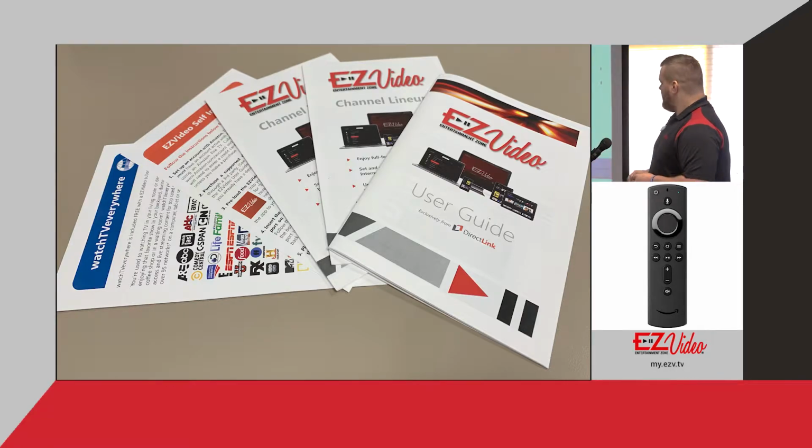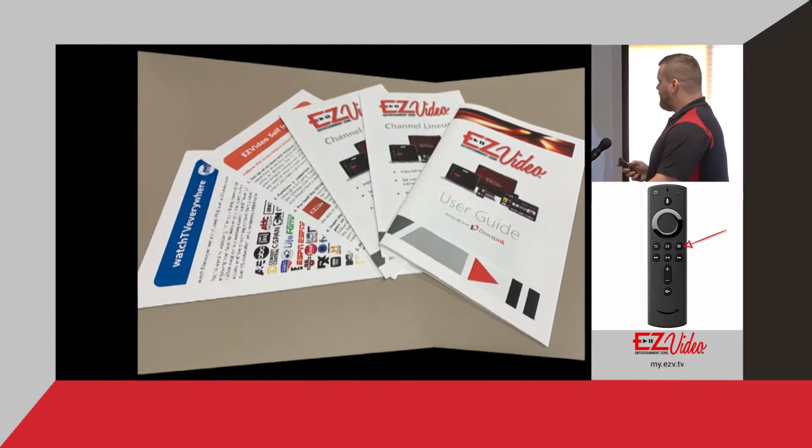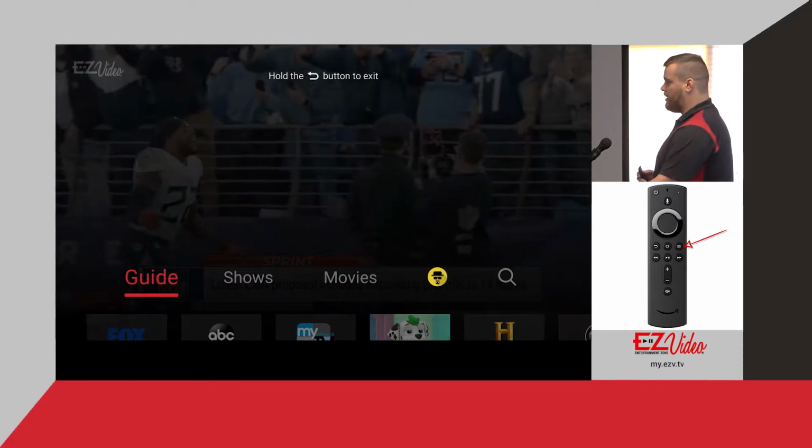So what I'm going to do now is navigate some of the main features. And first up, we'll talk about the guide. How I get there is I open up what's called the main menu of EZVideo. To do that, I press this button on the right side of the remote with the 3 bars on it. I like to call it the hamburger button. So when I press that, this menu will pop up right here where I have a couple different options to go to.